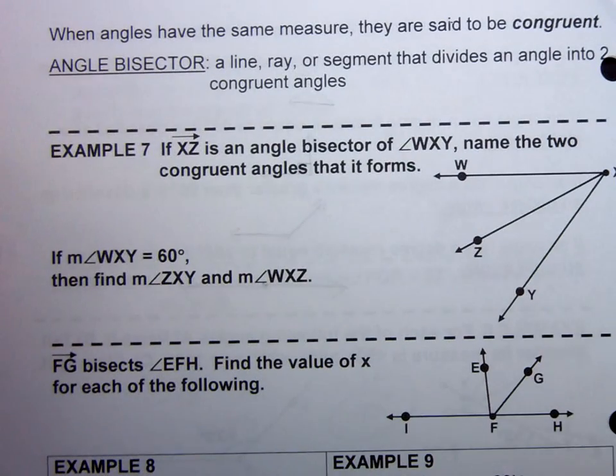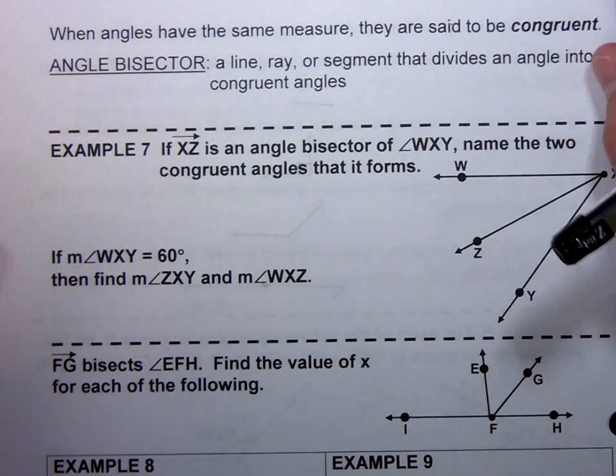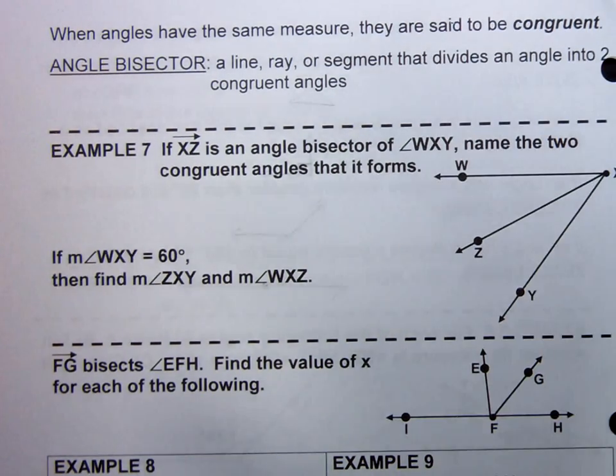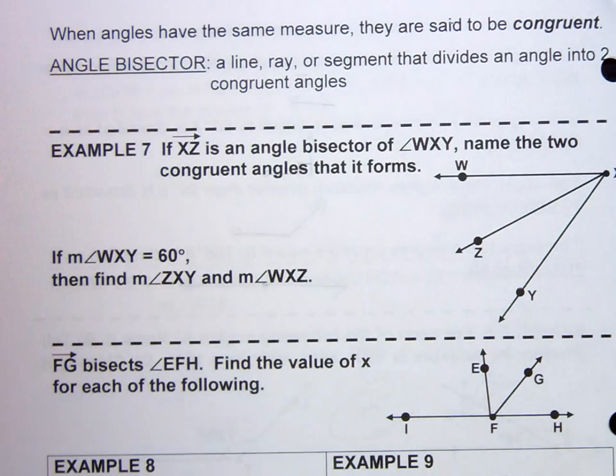All right, guys, last page. All right, when angles have the same measure, they are said to be congruent. Remember when we talked about line segments, they were congruent if they had the same length, because when we measure segments, we measure them on length. So 5 inches and 5 inches, or 7 centimeters and 7 centimeters, those are congruent segments.